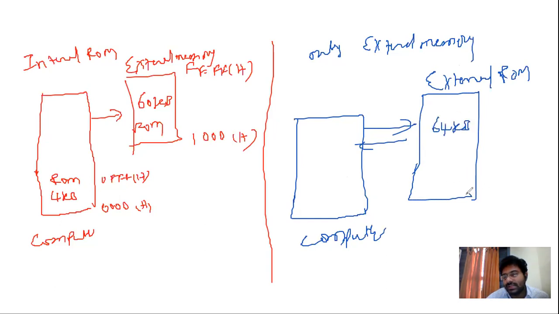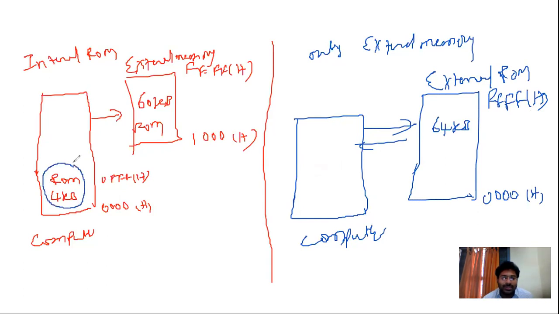What is the starting size? Address location 0000 to FFFFH, 64K. This is the 64 KB size. This is the side by side comparison. You can consider internal as well as external memory, and at that time the internal 4 KB ROM is considered, so you can add it to this one. So totally 64 KB.